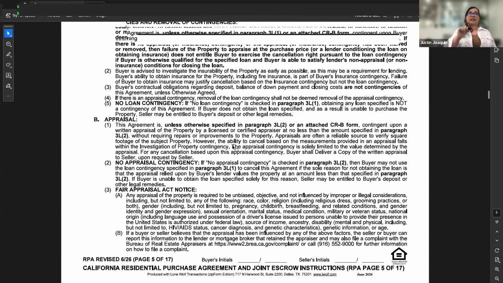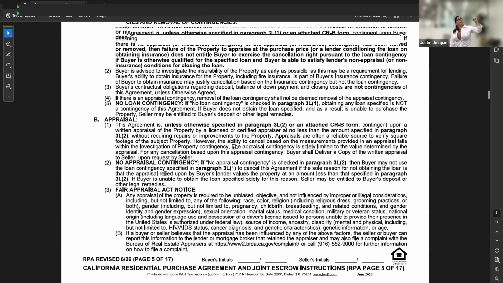3, contractual. Let's look at A3. Buyer's contractual obligations regarding deposit, balance of down payment, and closing costs, in bold, are not contingencies of this agreement. What does that mean? That means if my buyer says they're going to give a $100,000 down payment and they blow it, that's not a contingency. I can't say, oh, sorry, the buyer canceled and needs their deposit back because they don't have the $100,000 anymore.